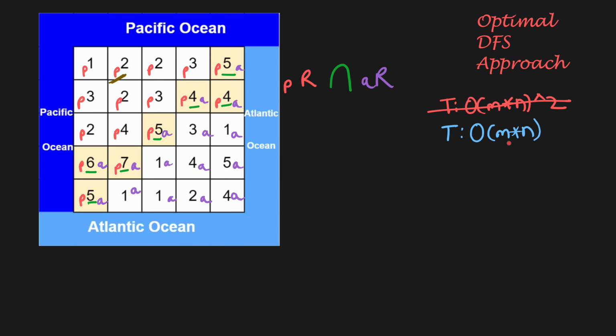Since we do two such traversals and then a final scan, the total time complexity is linear with respect to the number of cells. The space complexity is also O of m times n. For storing the two Boolean matrices, Pacific reachable and Atlantic reachable, we also need O of m times n space for the recursion stack during DFS in the worst case. So, overall space complexity is O of m times n.